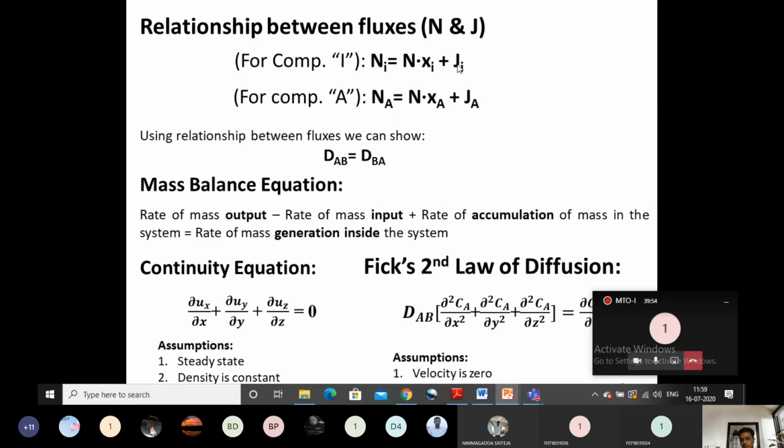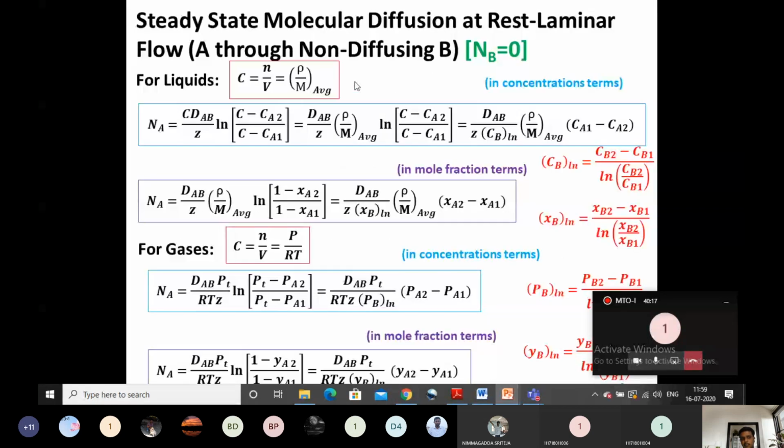So you need to remember Fick's first law of diffusion and the relationship between diffusivities. You have to learn this by heart. One way is to derive this equation, the other way is to just remember these two equations. Every equation, every derivation depends on these two equations. One is the relationship between the fluxes, and the next one is Fick's first law of diffusion. Then see, here we use those laws.